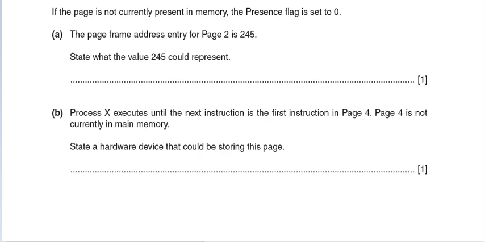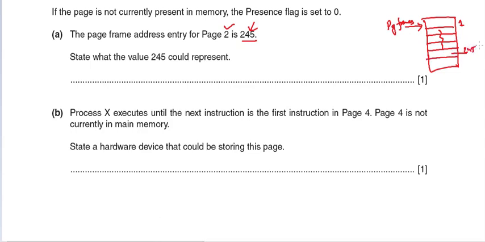Next, it says that the page frame address for page 2 is 245, and asks what that means. Basically, we break RAM up into equal sized parts which are called page frames, right? So this may be page frame number 1, and somewhere here, this might be page frame number 245. So what does the value 245 represent?